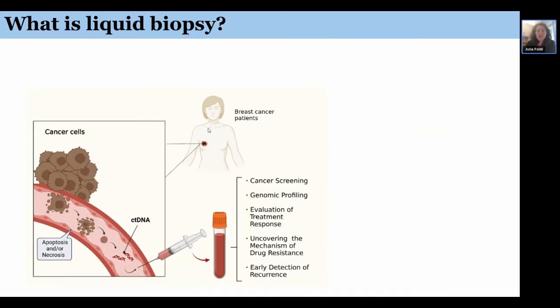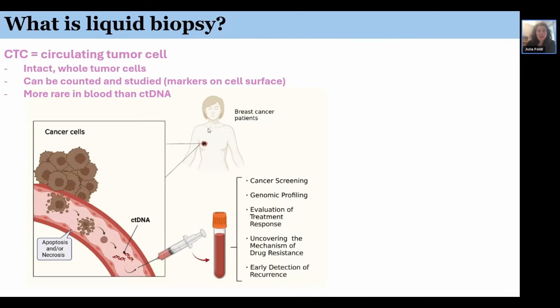So to go into a little bit more detail, there are two types of liquid biopsies that we currently use. One of them is looking at circulating tumor cells. So if you imagine the tumor abutting a blood vessel, those individual tumor cells can move into blood vessels as shown on this diagram here. And those intact whole tumor cells can occasionally be found in the blood. And they can be counted and studied, including looking at markers on their surface. Now, they are more rare in blood than circulating tumor DNA, which we'll move to next.